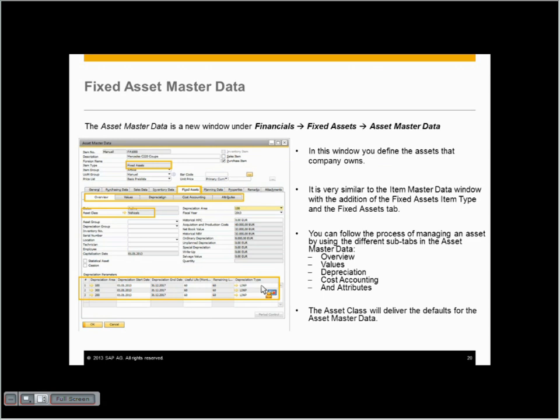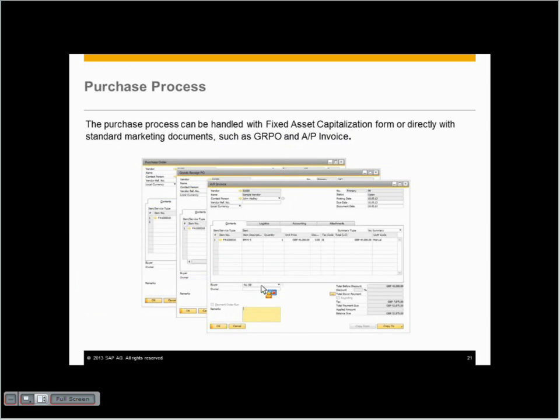So we have also introduced now, or let's say made available, the purchase process because it was not really possible in the old solution. Now the purchase process can be handled with a fixed asset capitalization form or directly with a standard marketing document such as goods received PO and AP invoice. You can also start with a purchase order, then you copy from your purchase order everything into your goods received PO, and later on you can create the AP invoice based on the goods received PO in the system, and this will also create then the capitalization document.